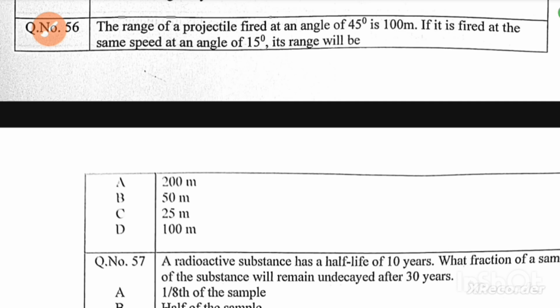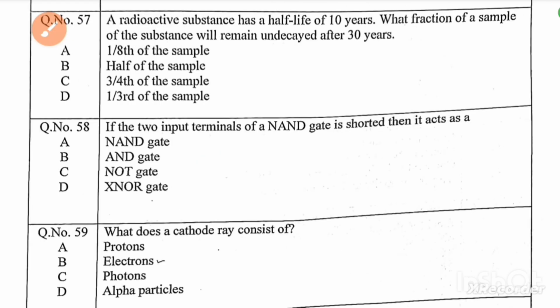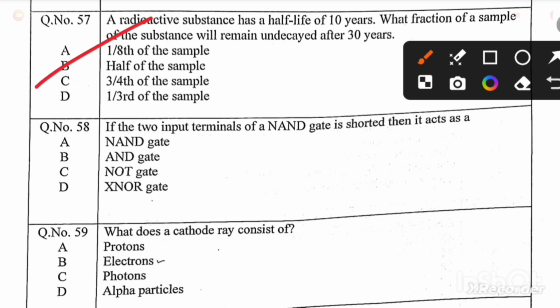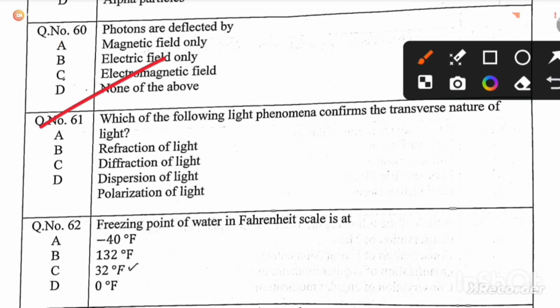The range of a projectile fired at an angle of 45 degrees is 100 meter. If it is fired at the same speed at an angle of 15 degrees, its range will be 50 meters. A radioactive substance has a half-life of 10 years. What fraction of a sample of the substance will remain undecayed after 30 years? 1/8 of the sample. If the two input terminals of a NAND gate are shorted, then it acts as a NOT gate. What does a cathode ray consist of? Electrons. Photons are deflected by none of the above.